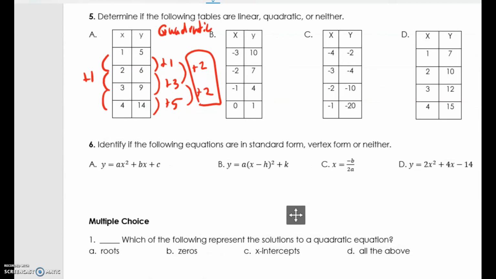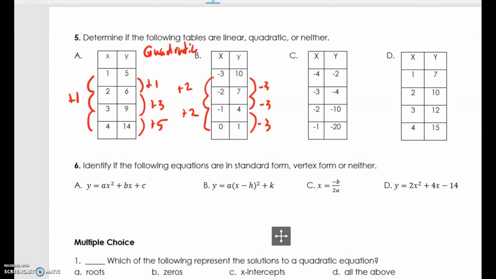Okay, let's try the next one. So in letter B, it looks like it is going up by 1 still. And then on this side, it's going down by 3. Down by 3, down by 3. It's consistent on both sides. It's going by 1 on the left and by -3 on the right, or on the y values, I should say, not the right. So this means it's linear since it's decreasing by the same value every time.